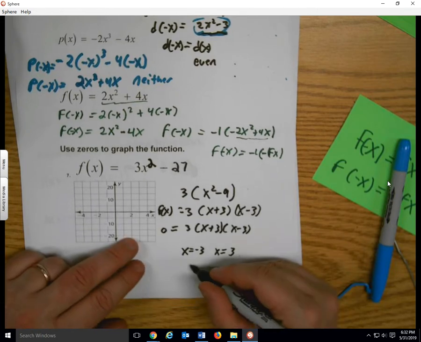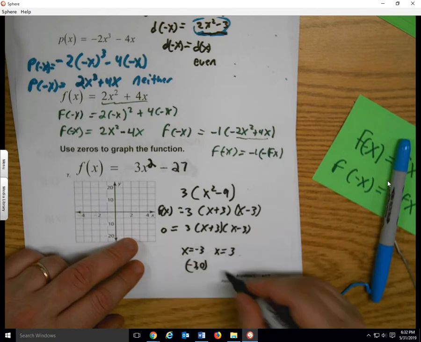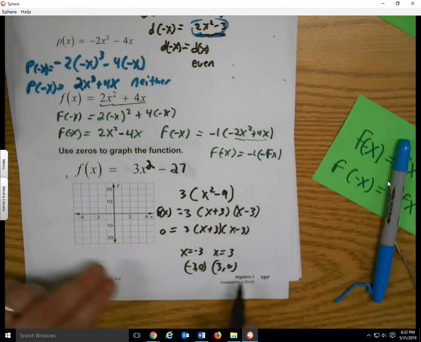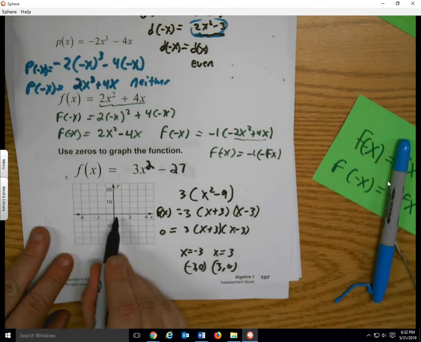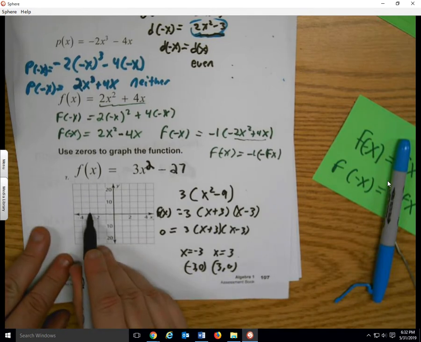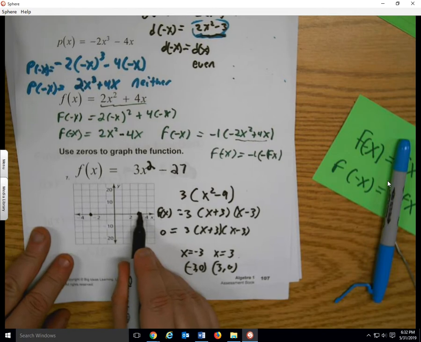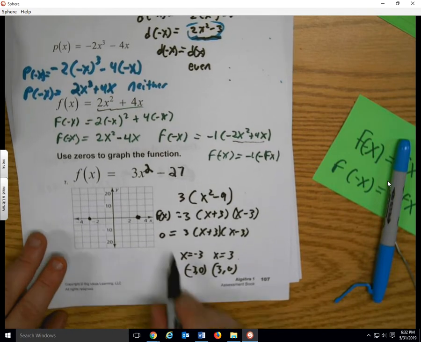So how would we write that? We'd write negative 3, comma 0. Remember, the y is a 0. 3, comma 0. Remember, the y is a 0. So if I were to graph that, I would have negative 3 and positive 3. That was with the y being 0.